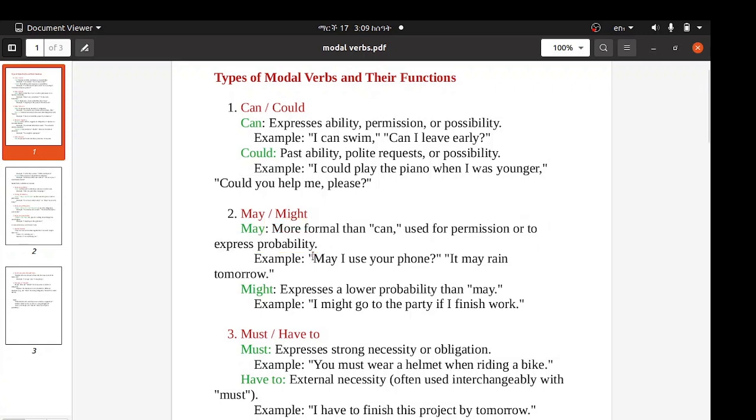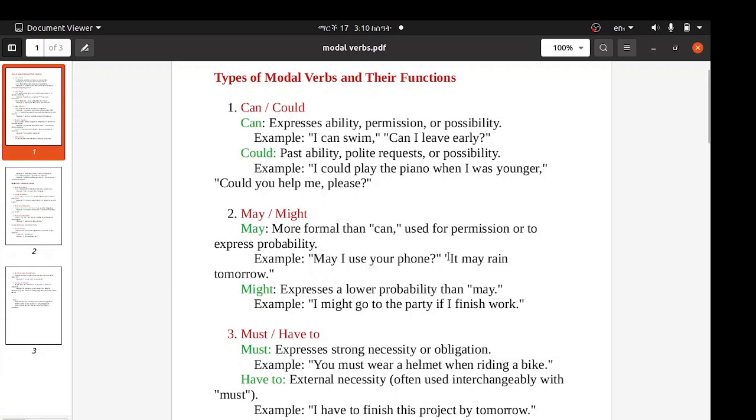For example, may I use your phone? This means we can say, can I use your phone? This is possible. But may is more formal to express permission.